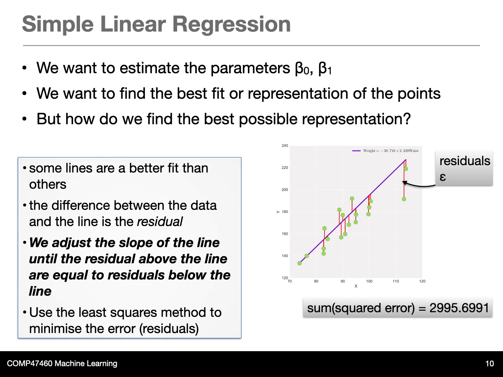The goal is then to adjust the slope of the line so that the sum of the residuals above the line is the same as the sum of the residuals below the line. This is equivalent to minimizing the sum of the squared error, and this is the ordinary least squares minimization procedure.